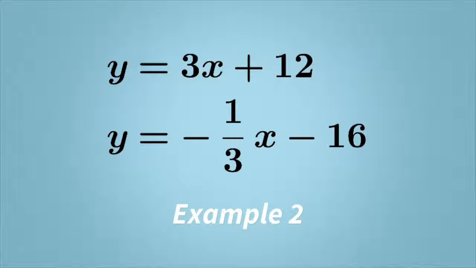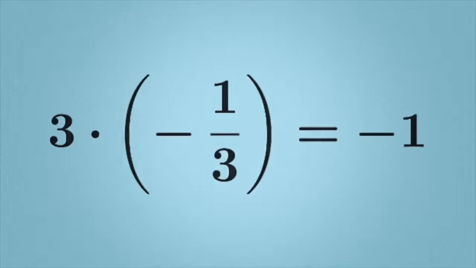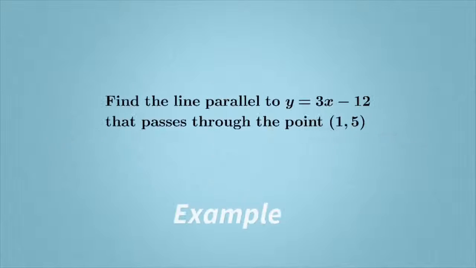In this case, the two lines are perpendicular. We know that they're perpendicular because the product of their two slopes equals -1. You might have also recognized that -1/3 is the opposite reciprocal of 3.